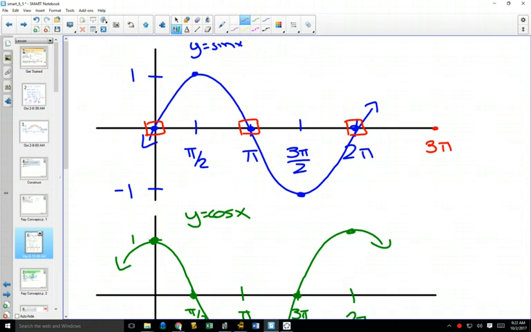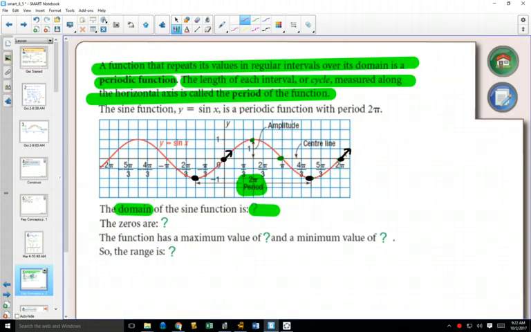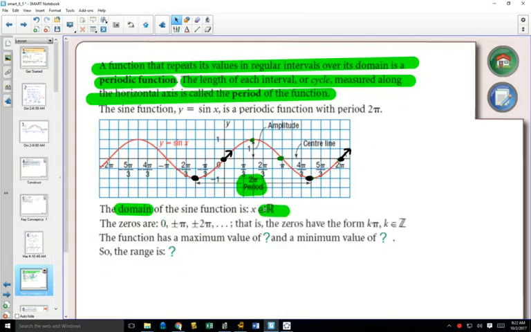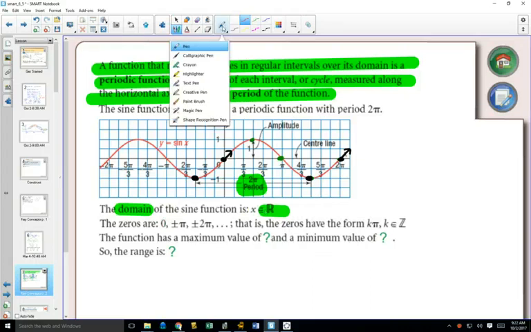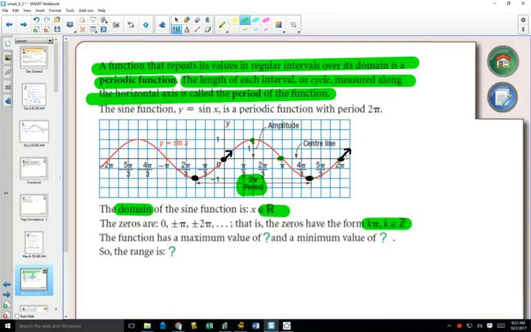How do we write that? We write that as k pi, where k is any integer. Does that make sense? Because we can have 1 pi, 2 pi, 3 pi, 4 pi. We can have 0 pi. We can go into the negatives and add negative pi, negative 2 pi, negative 3 pi, negative 4 pi. So we can write all of those coterminal angles as k pi, where k is any integer. The function has a maximum value of 1 and a minimum value of negative 1.